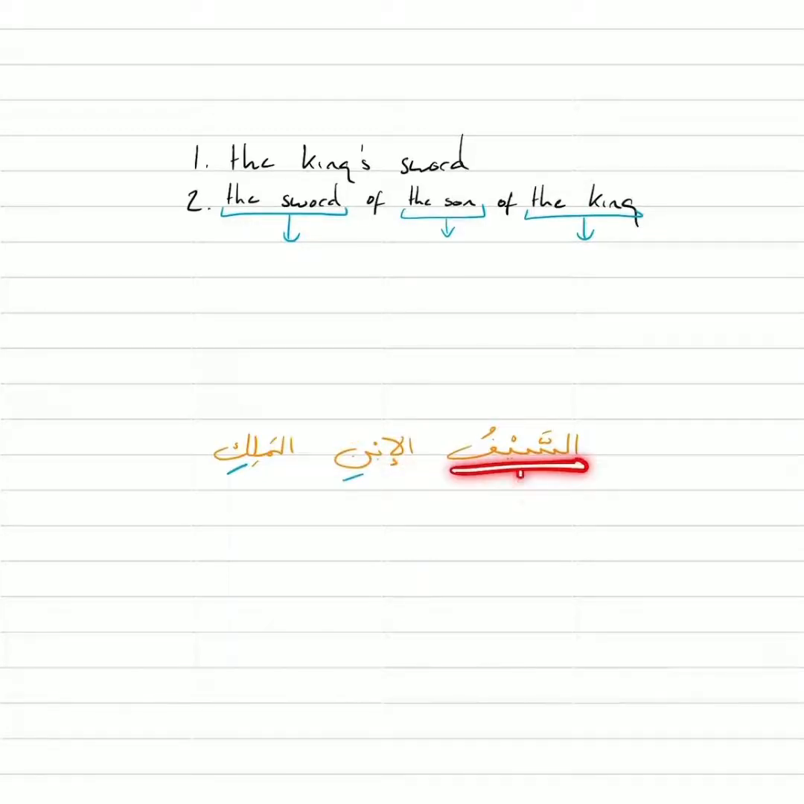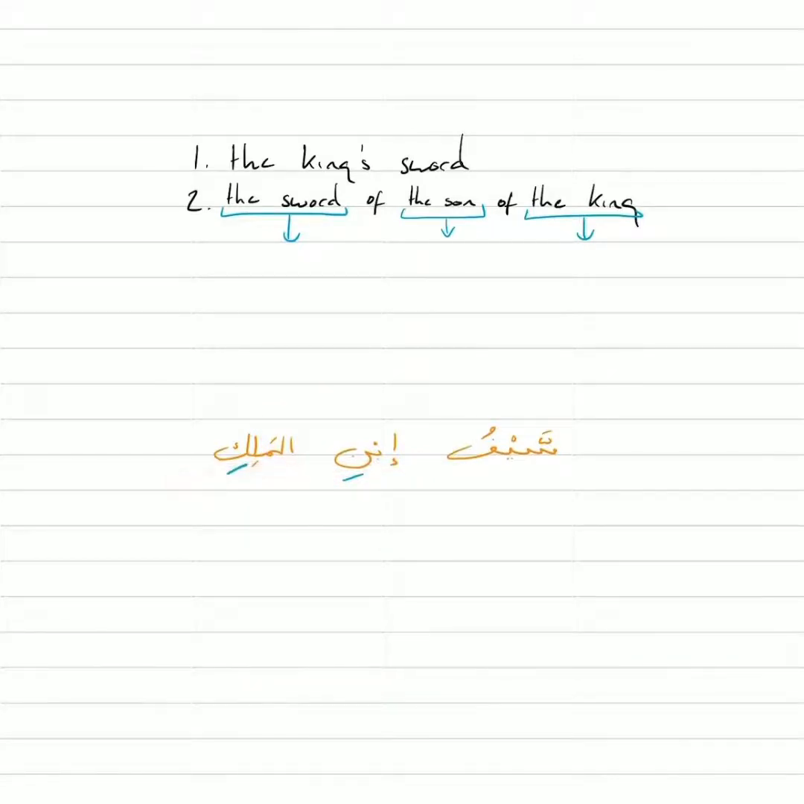And then this word isn't linked to anything behind it, so it stays in its default position. And then to show that this word is linked forward to this word, we get rid of the alif and the lam. And to show that this word is linked to this word, we also get rid of the alif and the lam. So now we've got a little change. We've got the sword of the son of the king.